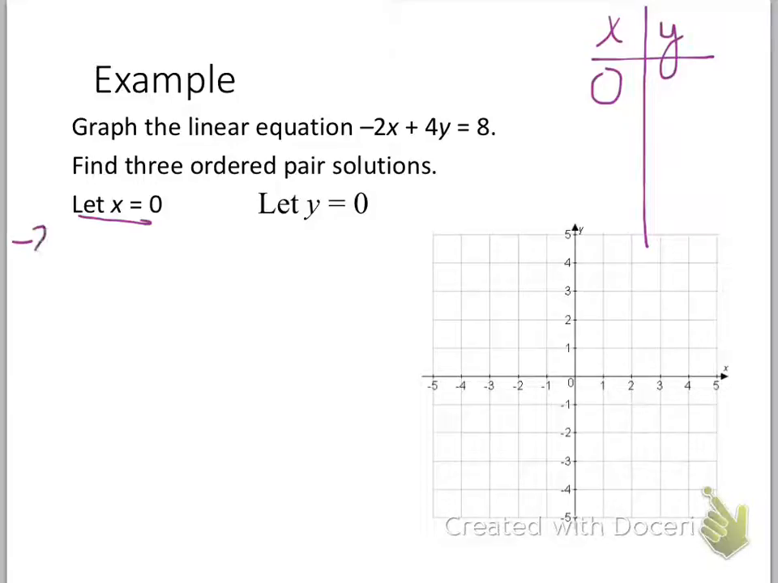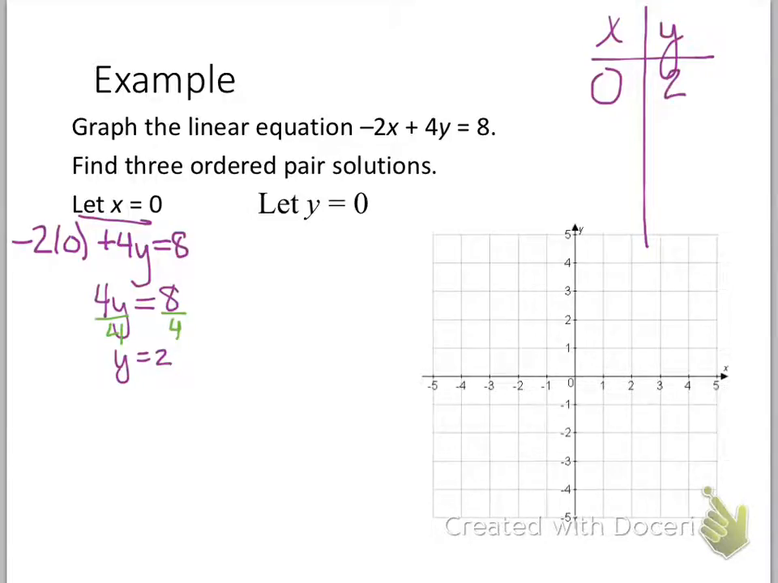So I plug in negative 2 times 0 plus 4y equals 8. Negative 2 times 0 is 0, so it just kind of disappears. 4y equals 8. Divide both sides by 4. Y equals 2. So I've got my first solution, 0, 2.